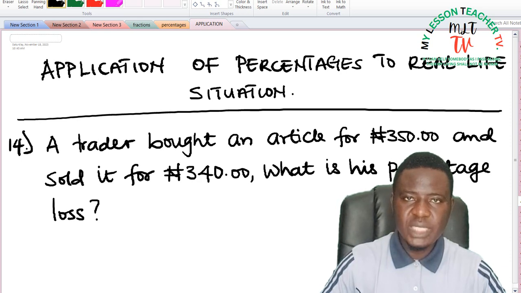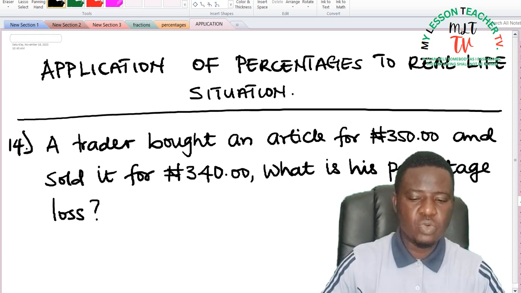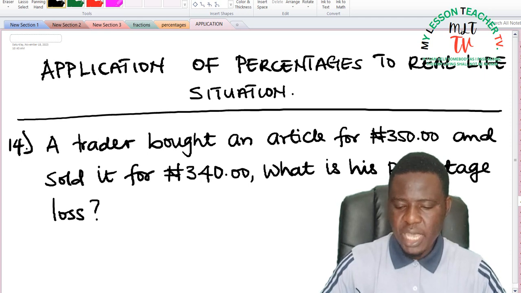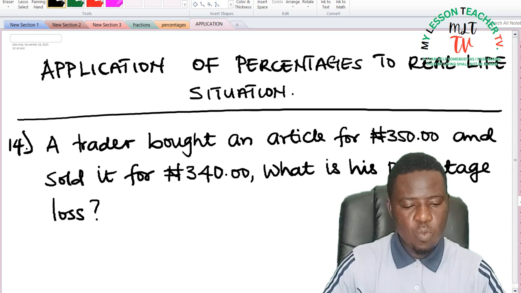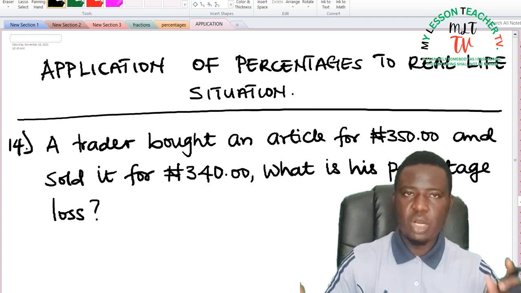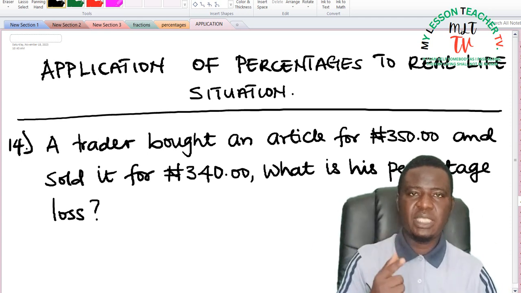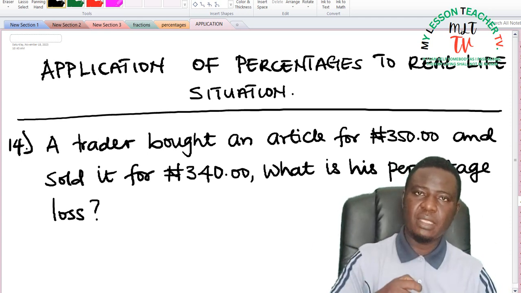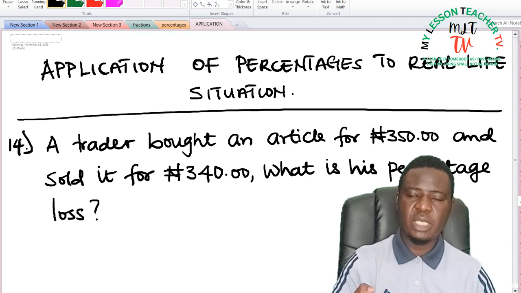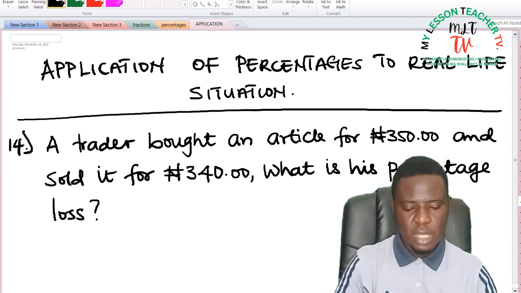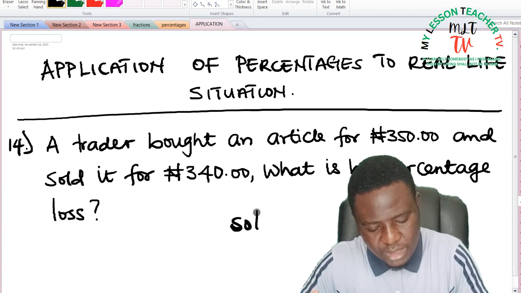Question number 14 on application of percentages to real life situation reads: a trader bought an article for 350 naira and sold it for 340 naira. What is his percentage loss? Meaning, since he is selling it lesser than the actual cost price, it means he's going to have a loss. And how do we calculate percentage loss?